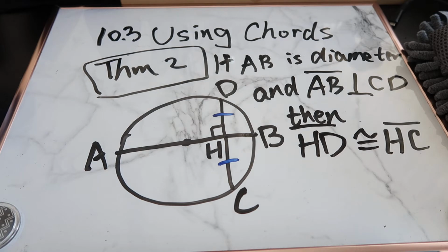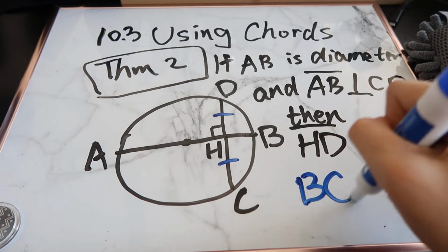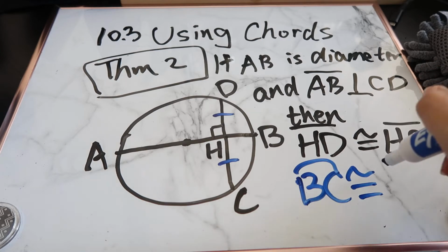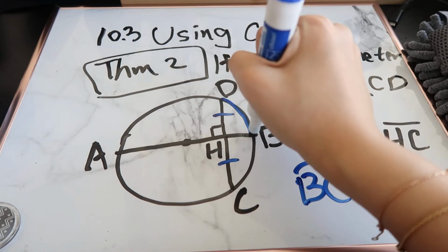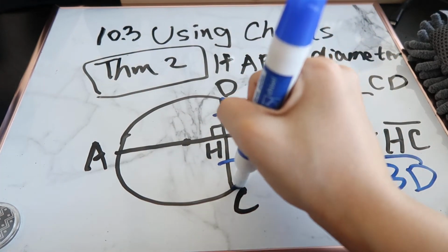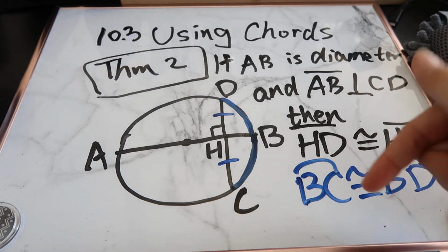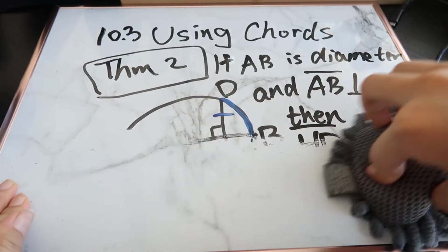And then we also have arc BC congruent to arc BD. So not only do those two equal each other, but the bottom two arcs would also equal each other. So try to label the same thing as I did, and try to use a different color for the segments and the arcs so you know which one you're talking about. Alright, let's do one example on this part.